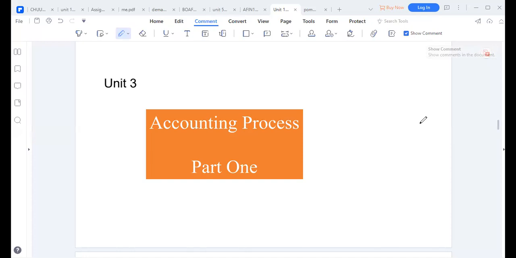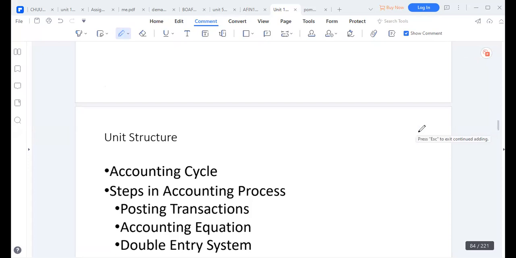We are now going to look at Unit 3. Unit 3 is looking at the accounting process. In accounting, we have to look at the accounting cycle. In trying to do this again, we need to look at the steps in the accounting process.